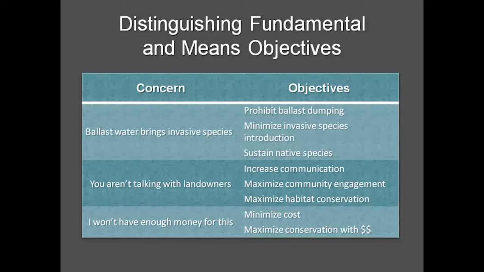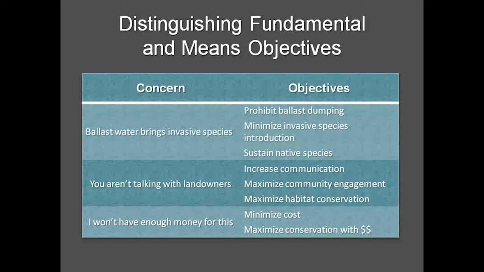Well, why do we want to maximize community engagement? Maybe we feel like if the community is engaged, they're going to support our habitat conservation initiatives. We'll have more funding, more public support to do habitat conservation, and that's great. Okay, so we want to maximize habitat conservation. Why do we want to do that? Well, that's our mandate. So here again, we see a sequence of means objectives that lead us to a fundamental objective. And we got there by asking why, why, why.